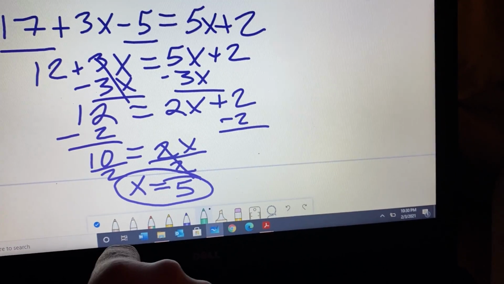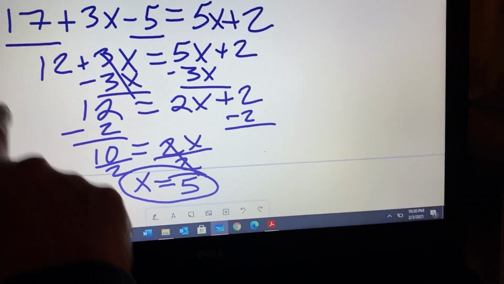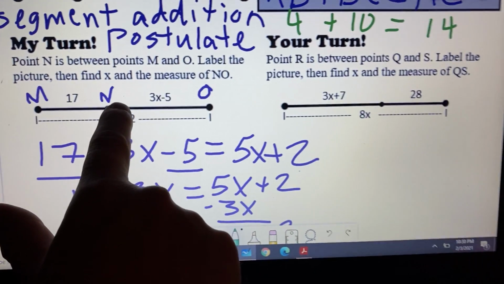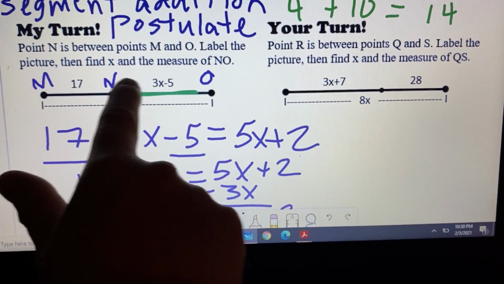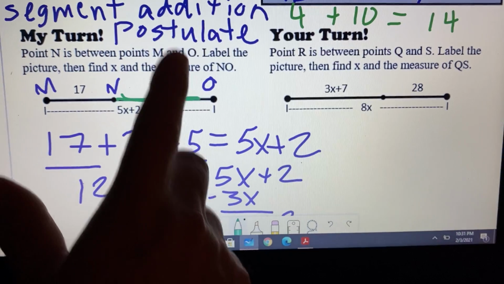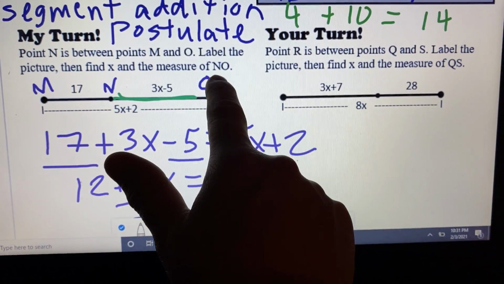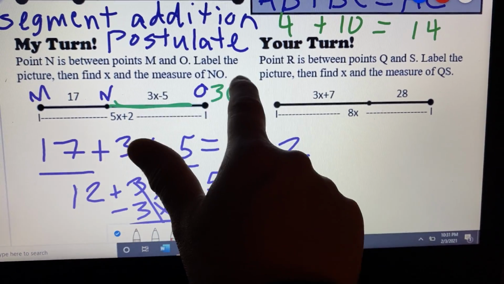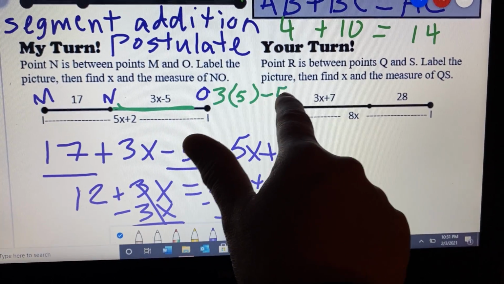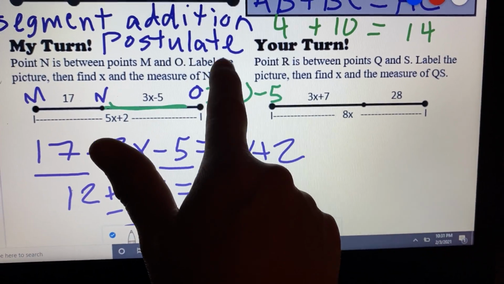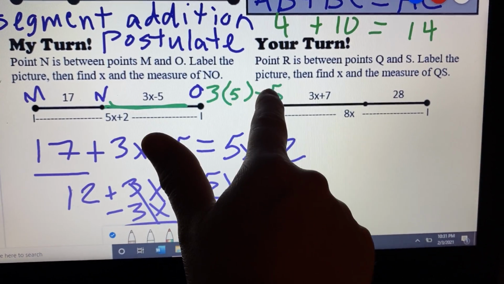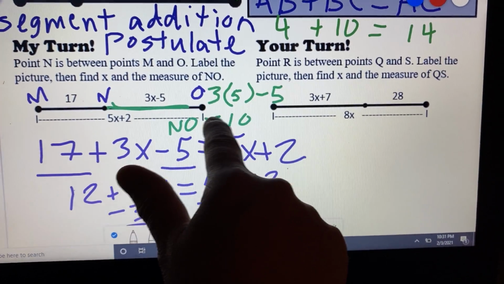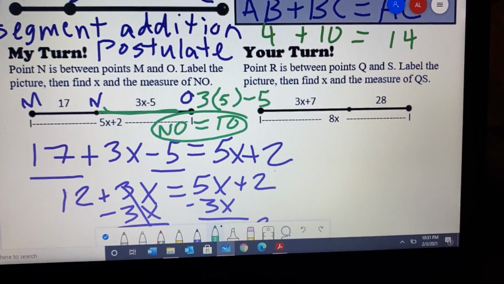For the other part, they want me to plug that 5 in so that we can find the length of NO. So here's NO right here, and that's 3x minus 5. But we know what x is. We just figured it out. It's 5. So 3 times, where we have x, we're going to put 5 minus 5. 3 times 5 is 15, and 15 minus 5 is 10. So NO equals 10, and that's the other half of our answer.